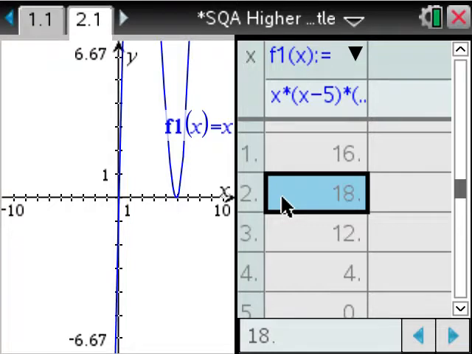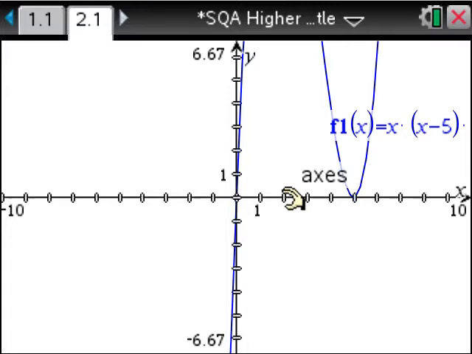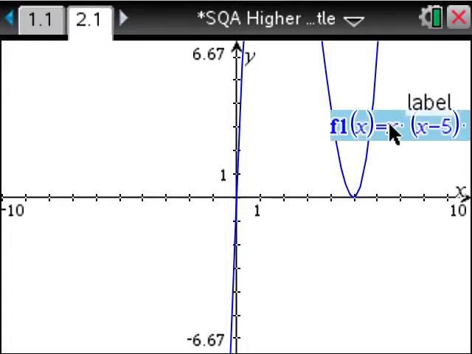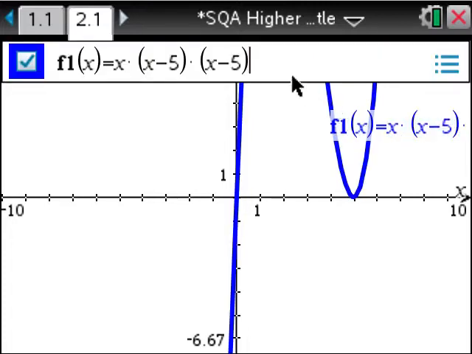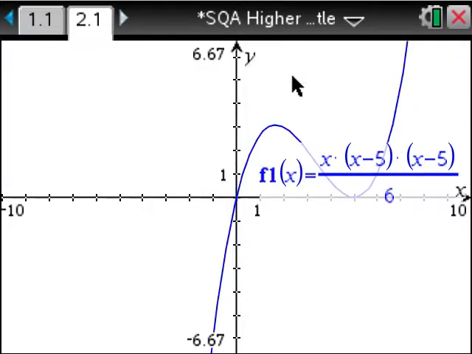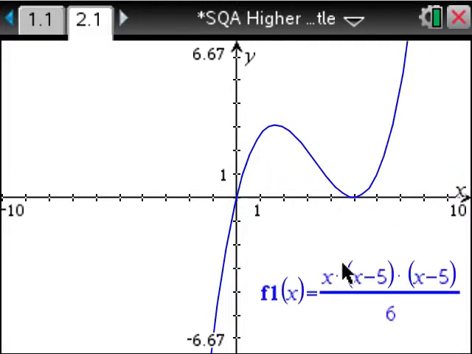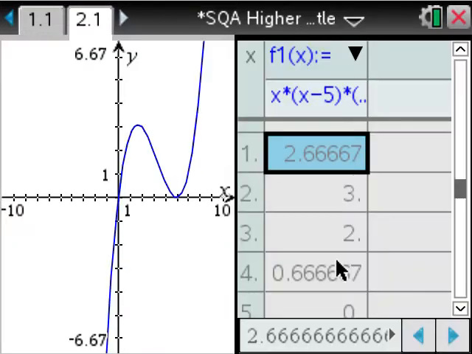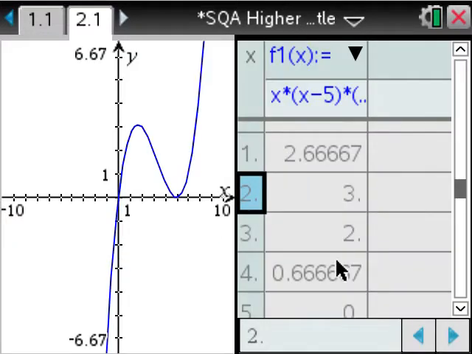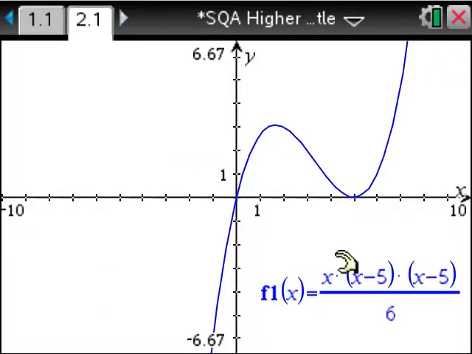So if I press Control T again, I get rid of that table. If I click on the label a couple of times, I can just do divide by 6. And that should make everything much smaller in the y direction. When I press enter, I have a curve that looks very similar to the one we've got. And I can just check that this does indeed go through the point (2, 3) by pressing Control T again, and I can see that when x is 2, y is 3. Let's press Control T again to get rid of that.